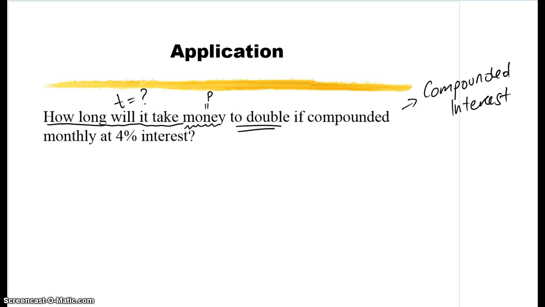To double means that my A, my future value, needs to be twice my initial installment, p. Again, notice we don't know what p is. We don't know how much money was invested here. Whatever it was, that amount is doubled in the future value A. And we're compounding monthly. Compounded monthly means that n is equal to 12. You have 12 compounding periods. The interest is 4%. That means r is 4%. But remember, we always write this as a decimal, 0.04.